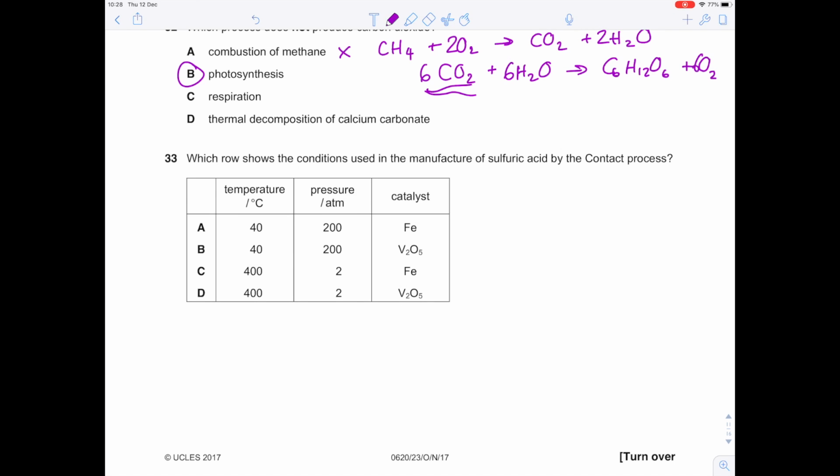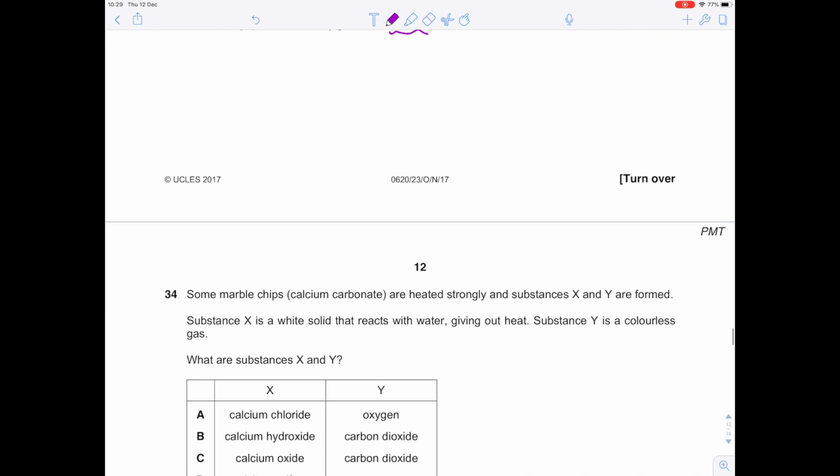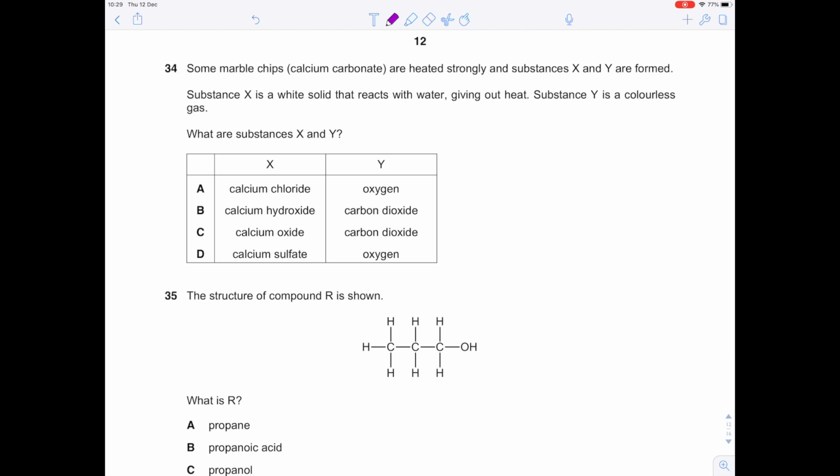Which row shows the conditions used in the manufacture of sulfuric acid by the contact process? Now this is a simple factual recall question. Make sure you've learnt your reaction conditions. We're looking at a high temperature of 400 degrees followed by low pressure, and then crucially it's a vanadium(V) catalyst. 33 is D.